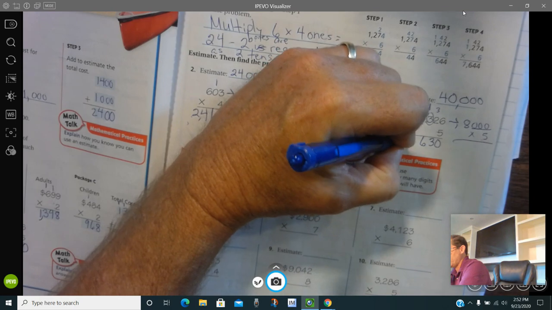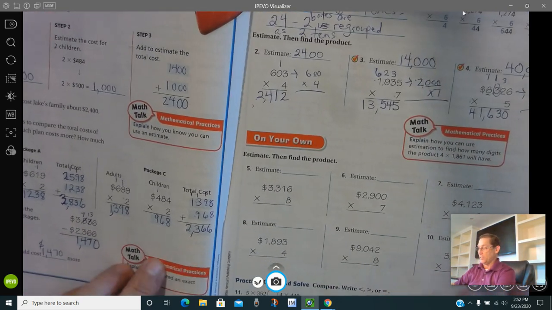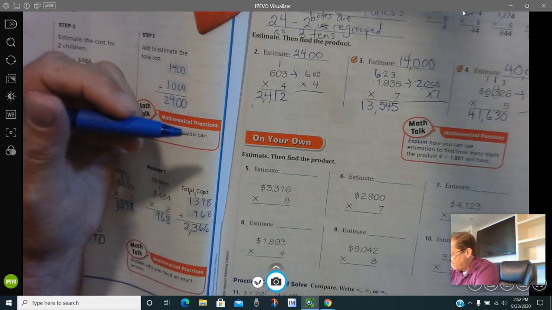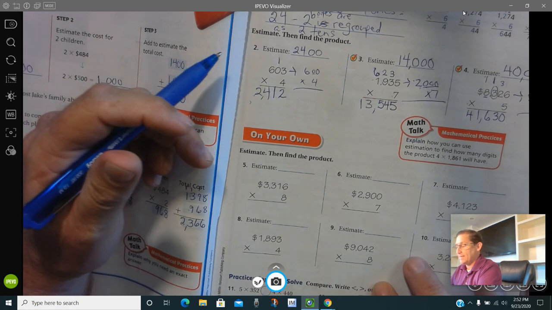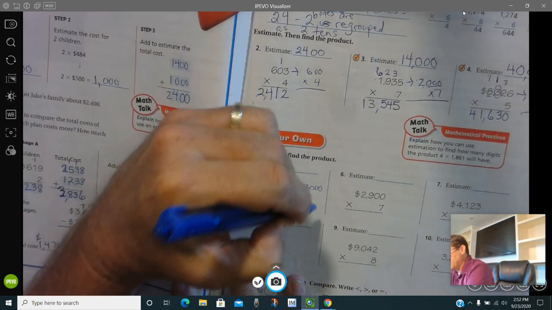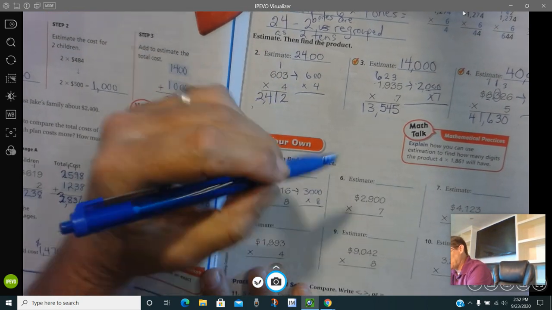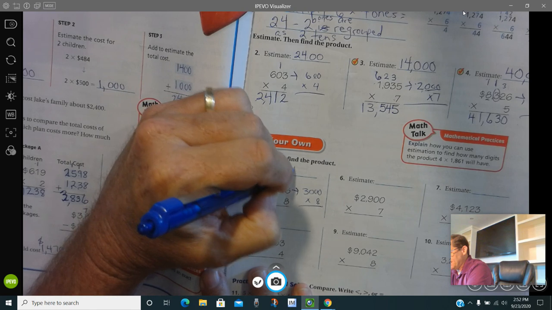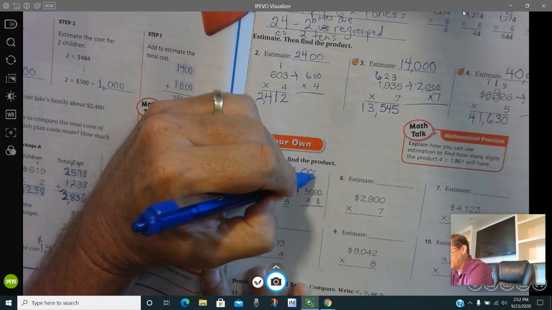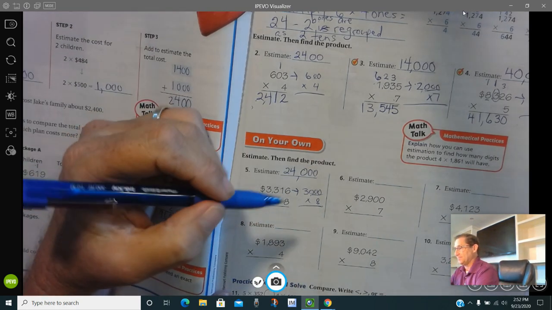Plus 1 more, 41,630. So again, that's reasonable. That's close. Number 5. So 5 through 10, we're estimating and finding the product again. So here, I'm going to round to the nearest 1,000, which is 3,000, times 8. 8 times 3, the basic math fact is 24. And we're going to put the 3 zeros from the 3,000. So I expect an answer of 24,000.